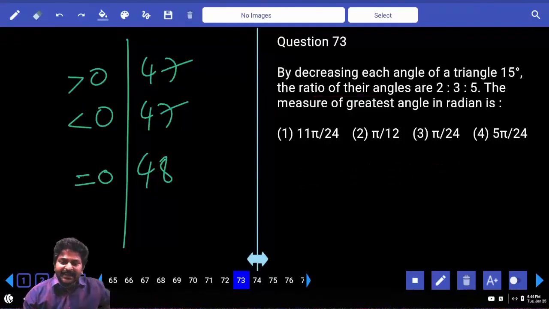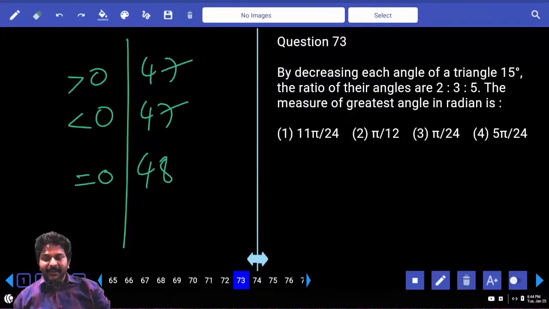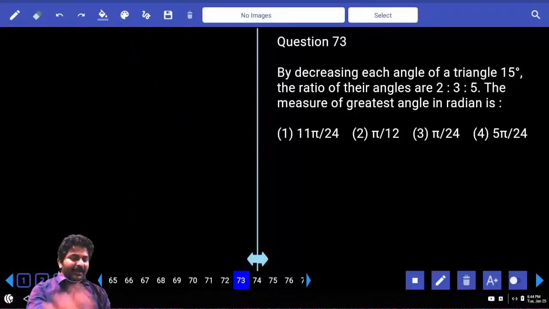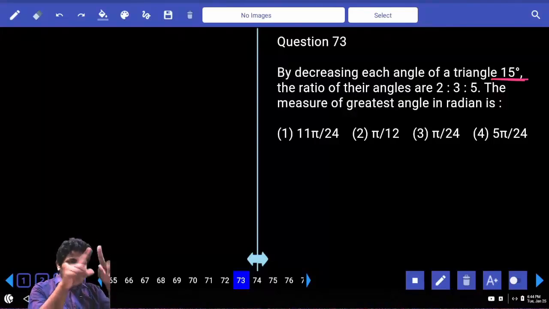By decreasing each angle of a triangle by 15 degrees, the ratio of their angles becomes 2:3:5. In total, how many parts are there? 10 parts. The measure of the greatest angle in radians is, okay, the greatest angle. From each angle, how much are we subtracting? For how many angles? We are subtracting from 3 angles. That means in total we are subtracting 3 into 15, which is 45. The triangle's internal angle sum is 180, and already 45 is subtracted.